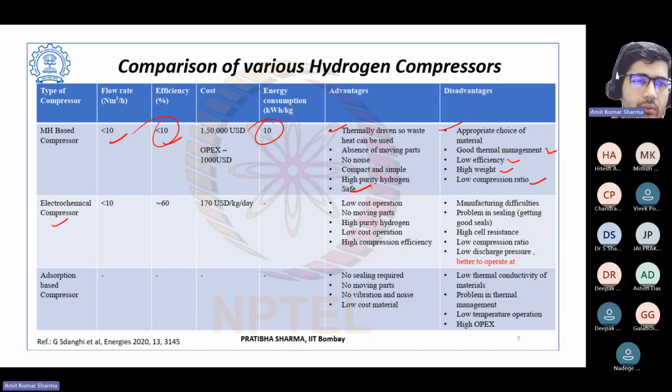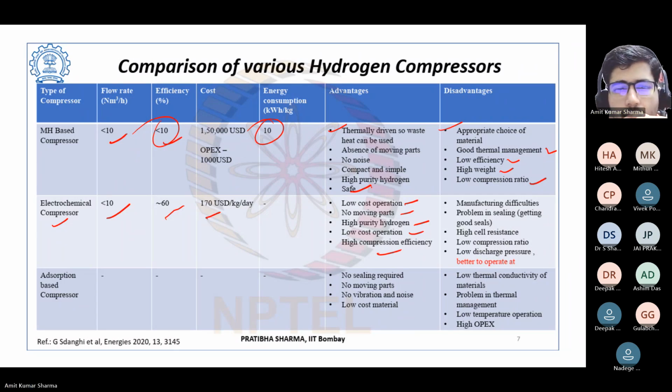Electrochemical compressors: very low flow rate, less than 10 meter cube per hour only. Efficiency 60%, almost 170 USD per kg per day. Advantages: low cost, no moving parts, high purity hydrogen, high compression efficiency, low cost operation. But we also have some difficulties in manufacturing, in sealing, high cell resistance, low compression ratio, and low discharge pressure.